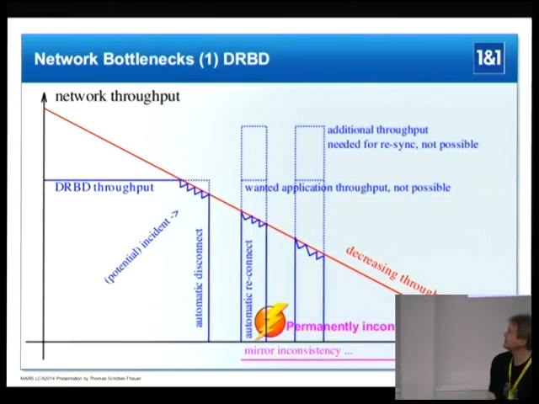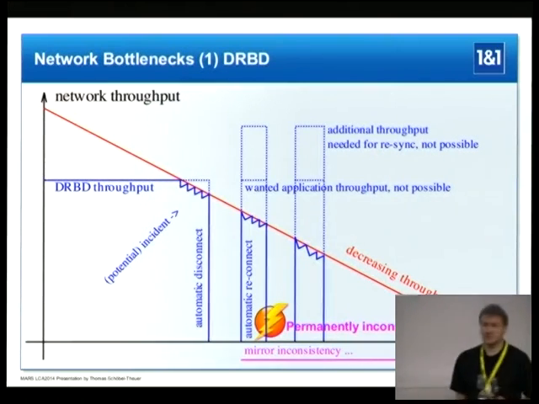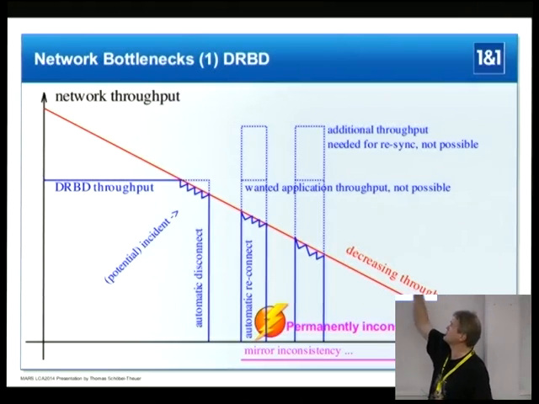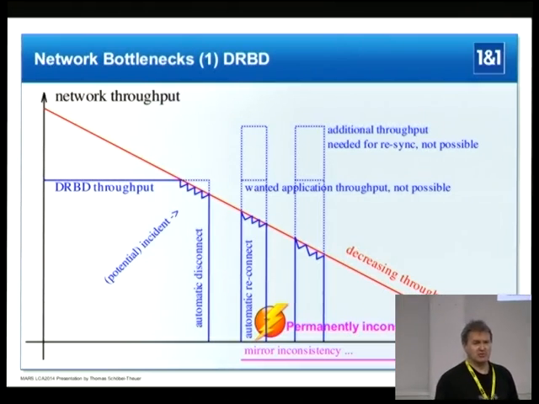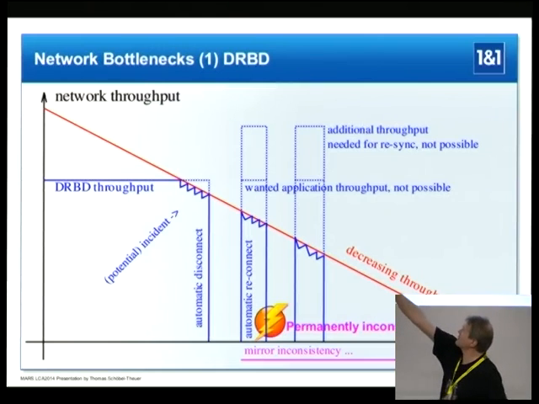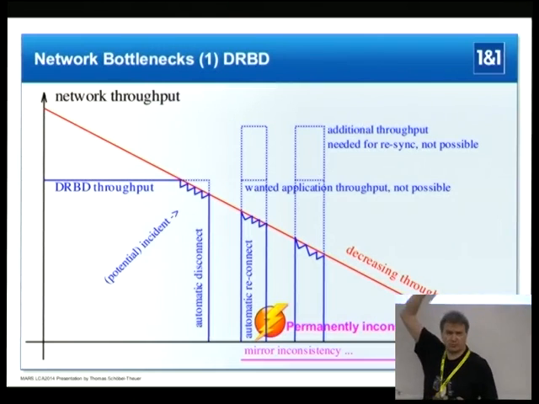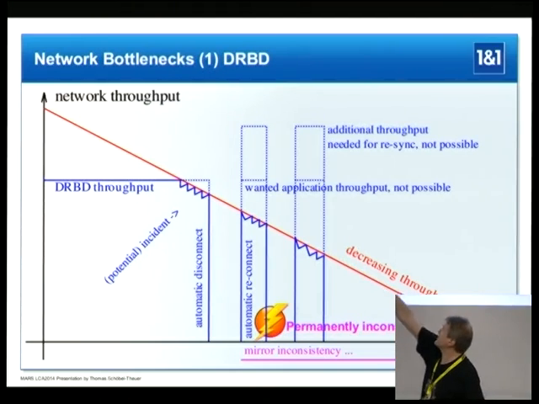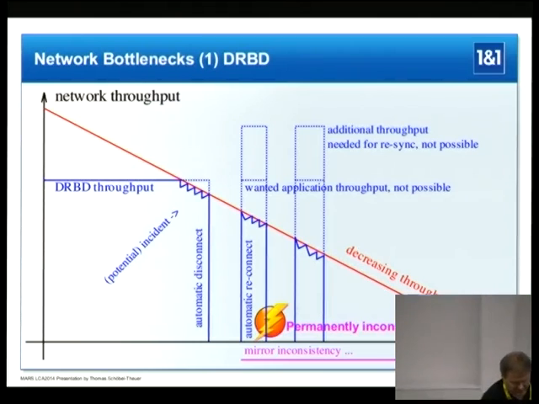Now we get an example of DRBD problems. In this example, I assume that your network has a problem, and I model it by a throughput limit which is just decreasing. I'm also assuming that the application load is constant, just for this example. Okay? So what will happen when you start? It's no problem to serve your application throughput through the network at the beginning.